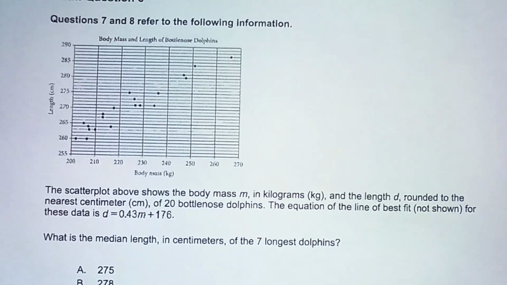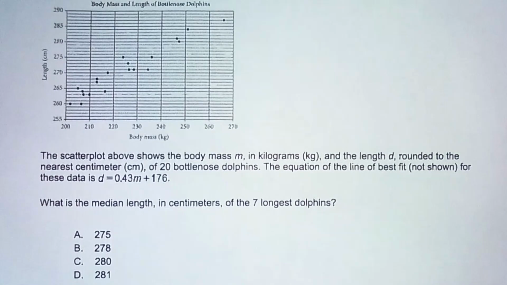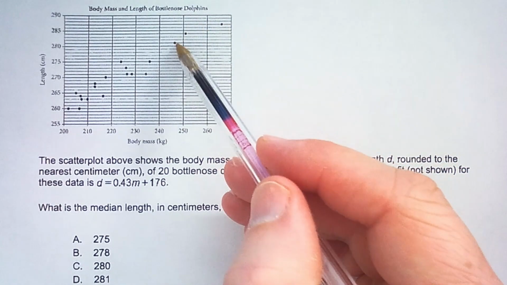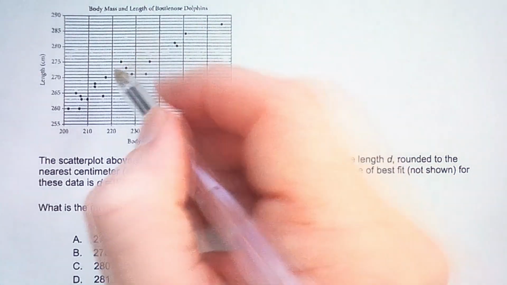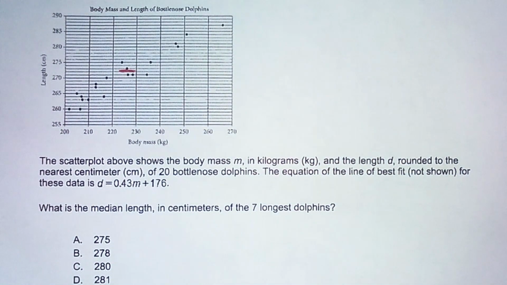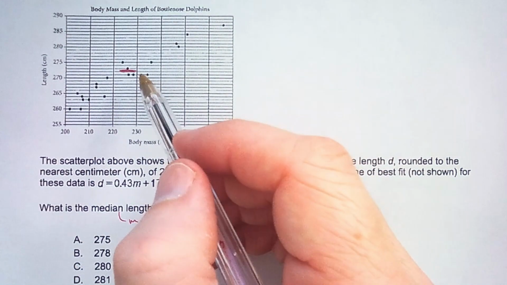Number 8, using that same graph, what is the median length in centimeters of the 7 longest dolphins? So the first thing we need to do is look at this graph and find the 7 longest. So 1, 2, 3, 4, 5, 6, 7. So anywhere from here up, those are the 7 longest dolphins. Okay, so to find the median, that is the middle value. So we'll need to put these numbers in order.